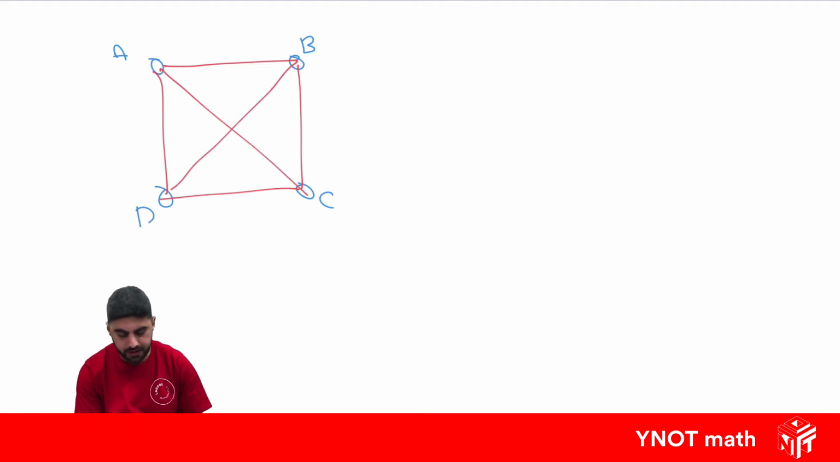Okay. Now, there's a lot of cycles in this network at the moment. There's a cycle from A to B to C to D, back to A. There's one from A to B to C, back to A. There's one from A to B to D, back to A, from A to C to D, back to A, and D to B to C, back to D.